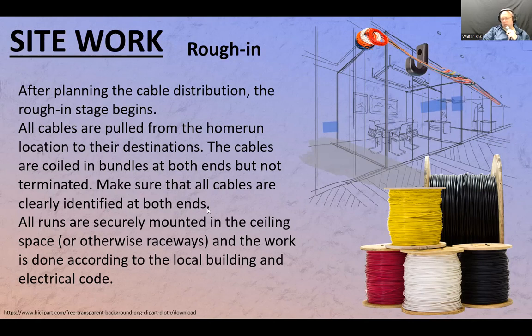That's extremely important. As I always say, if you're dealing with one or two cables, no problem. You can trace them if you lose track of where they go and where they come from. But if you're dealing with 400, 500, 600 wires, then labeling them at both ends is extremely important. All runs are securely mounted in a ceiling space or otherwise raceways, and the work is done according to the local building and electrical code.